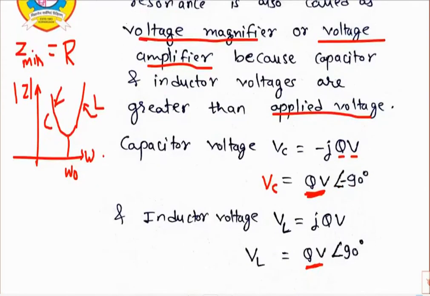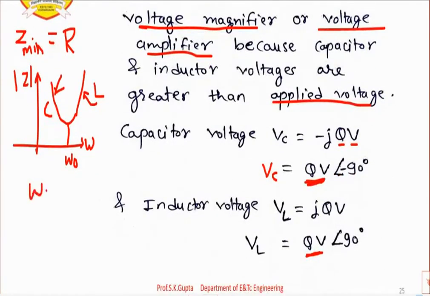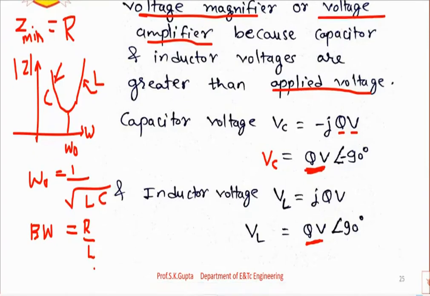The next point, resonant frequency formula, omega naught equal to 1 upon under root LC, radian per second. Then bandwidth formula, bandwidth equal to R by L. It is independent of capacitor. Even if I change the capacitor, my bandwidth will not change.